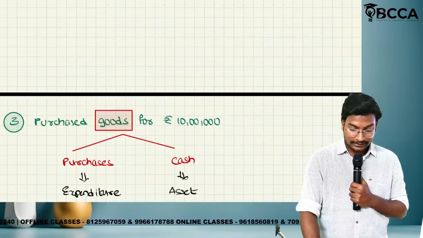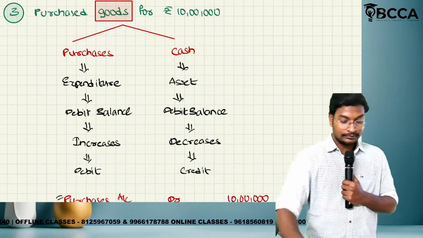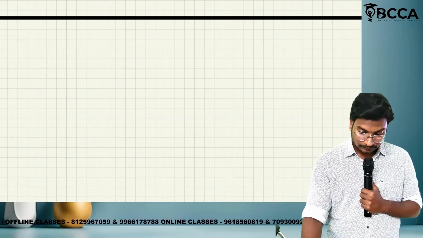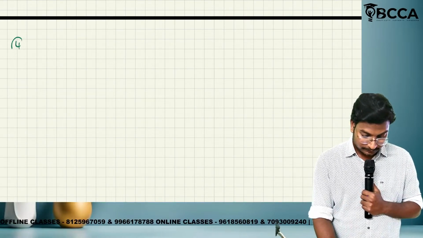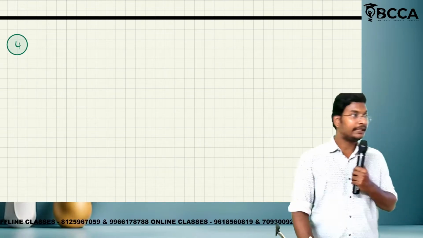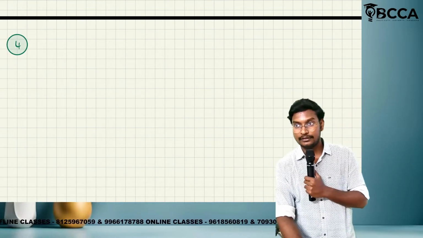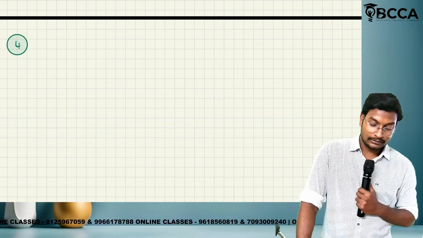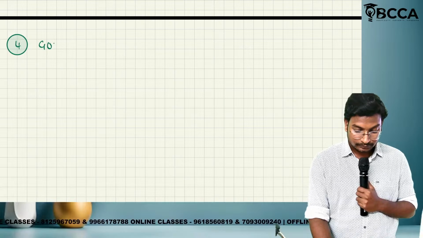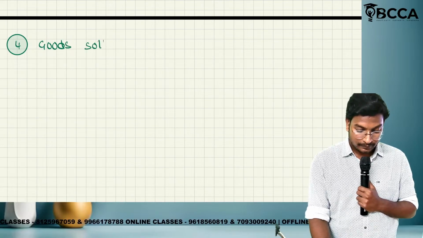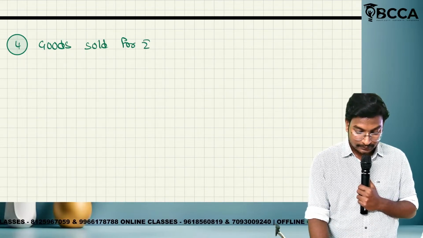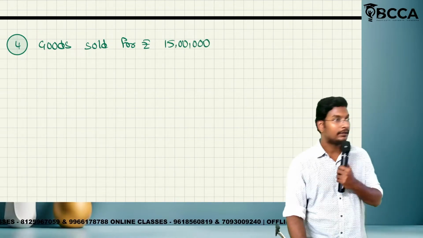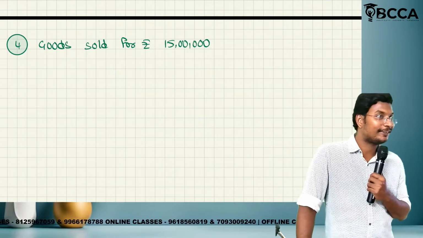Okay, let us take the fourth example. I will discuss a total of 25 journal entries. How many? 25. After that, you can solve your journal entry questions in our books. Okay? So next, goods sold for rupees 15 lakhs. Goods sold for rupees how much? 15 lakhs.